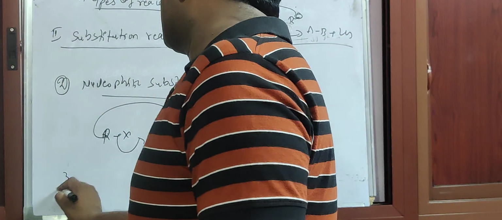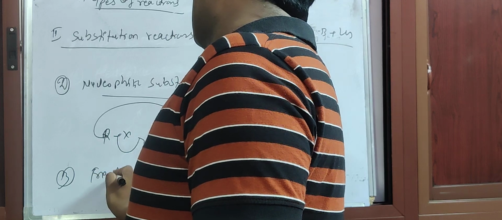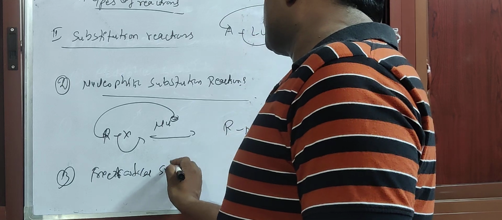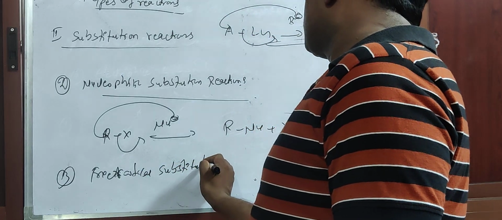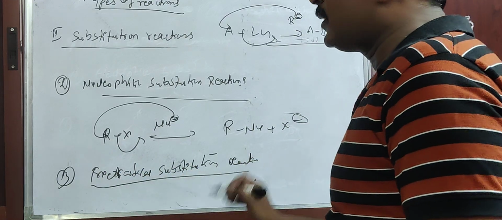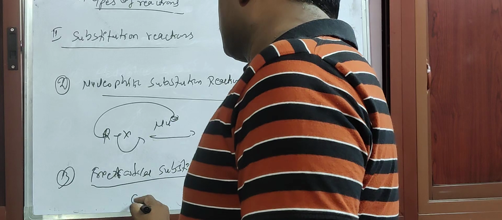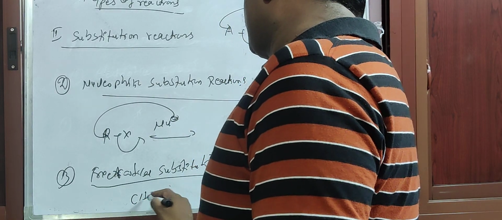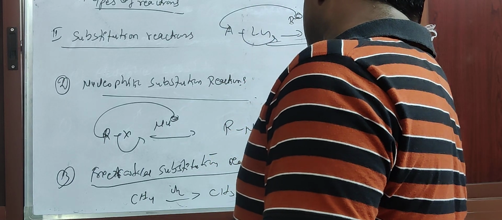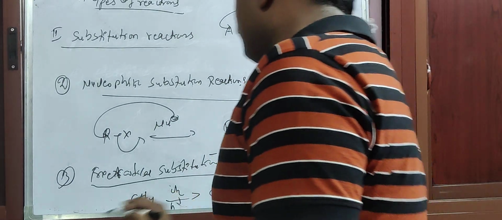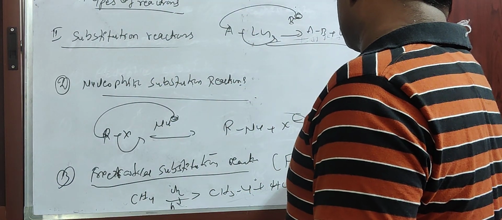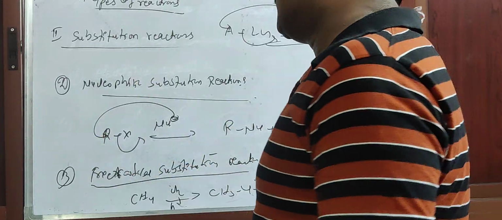The third one is free radical substitution reactions. In this case, we take, for example, methane. If methane reacts with a chlorine radical, it will form CH3Cl plus HCl in the presence of light. This is a free radical substitution reaction. These are the types of substitution reactions in chemistry.